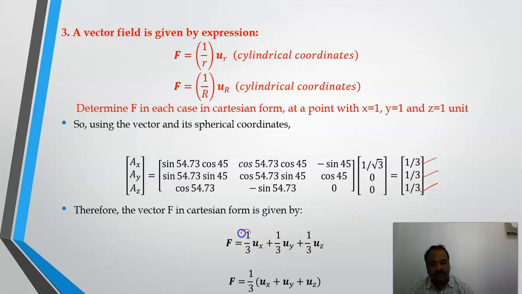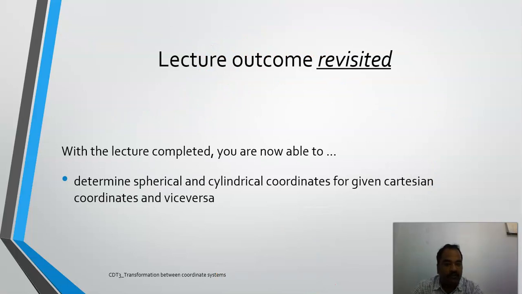Which means that this is the x component, y component and z component. So I will take a common. See, this is my final vector. This is the way you will be solving these problems. I hope now you are able to transform the vector from one coordinate system to another.